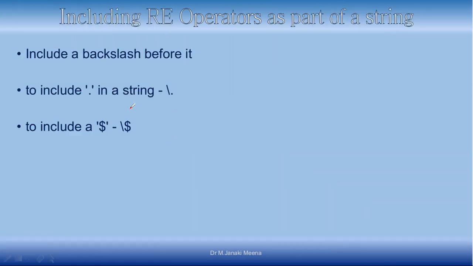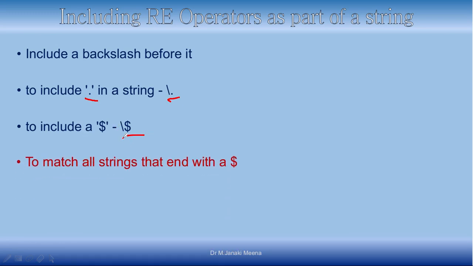And we have seen some operators. Now there may be a question: if my string should contain these operators, for example I want a string to contain a dot, then how can I do it? Just put a backslash before the dot, because when I use a dot in a regular expression, it has a predefined meaning. Similarly dollar has a predefined meaning. If you want to use these operators as part of your string, then you have to put a backslash before it.